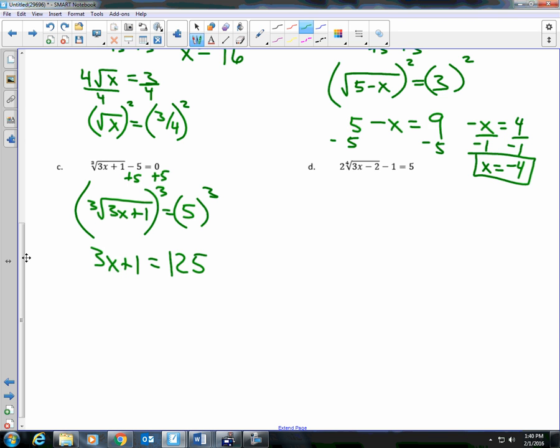And now again, I have a basic linear equation. I subtract 1. And I divide by 3. And 124 is not divisible by 3, so we just leave it as 124 over 3.